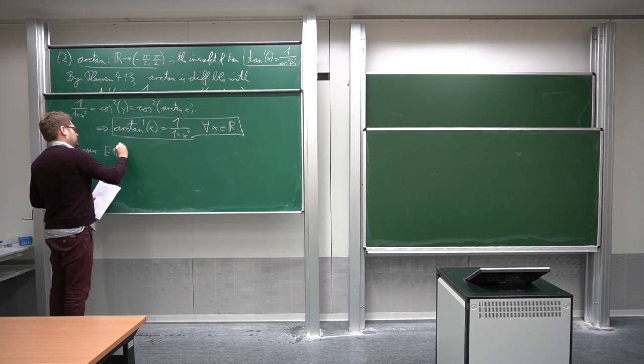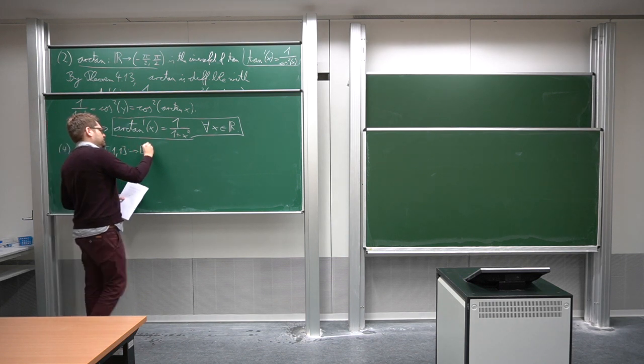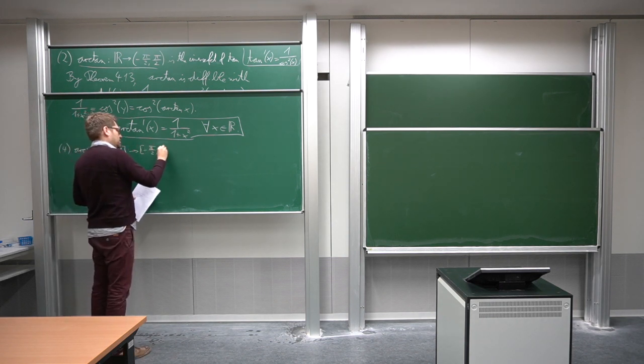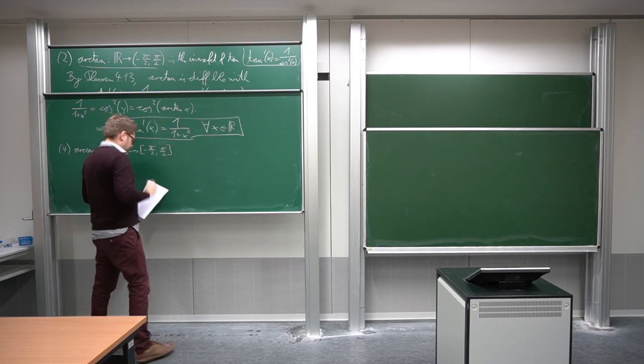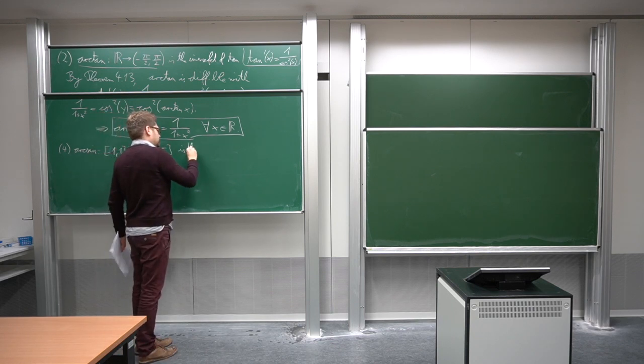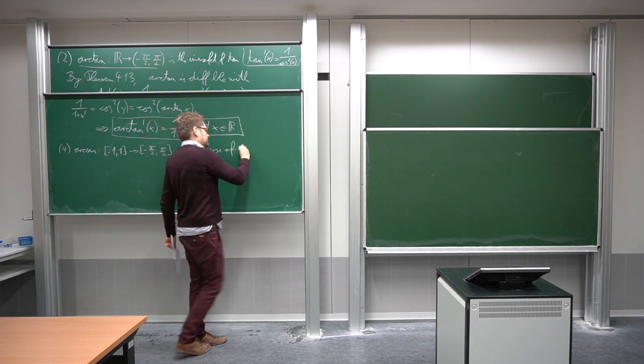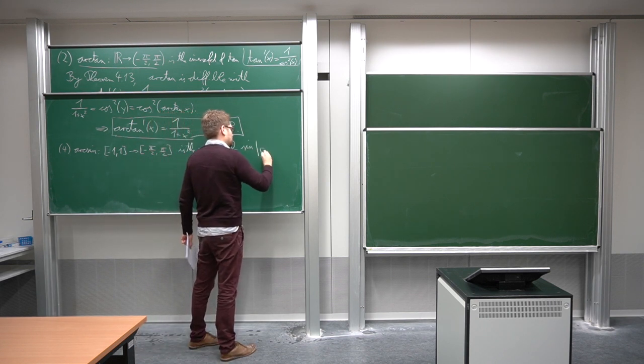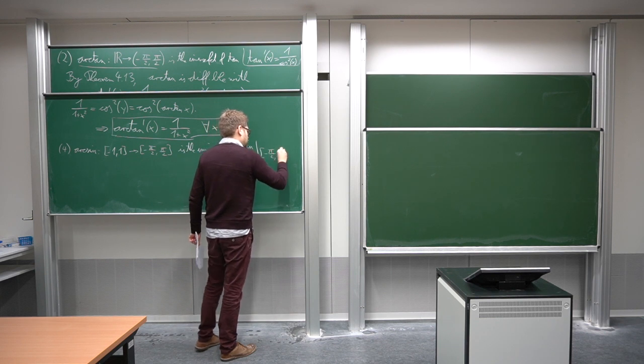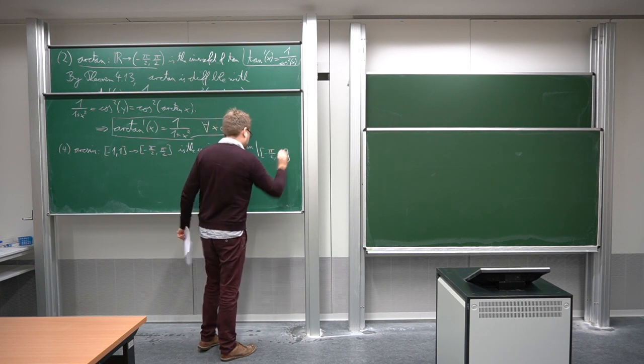So the arcsine goes from minus 1, 1 to minus pi over 2, pi over 2. And this is the inverse function of the sine restricted to minus pi over 2, pi over 2. We've seen that there it's strictly monotonically increasing.